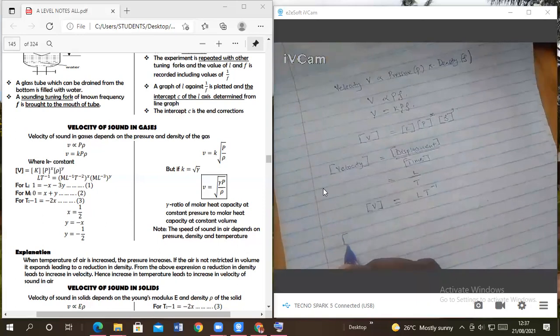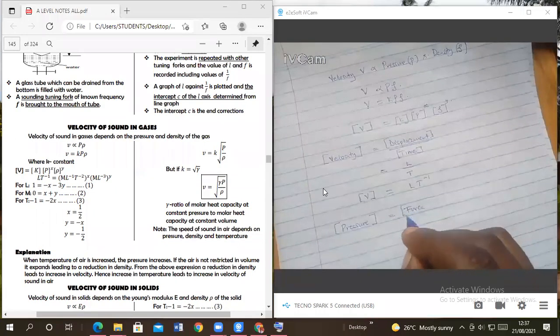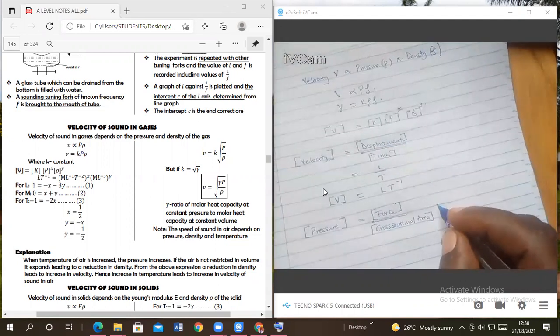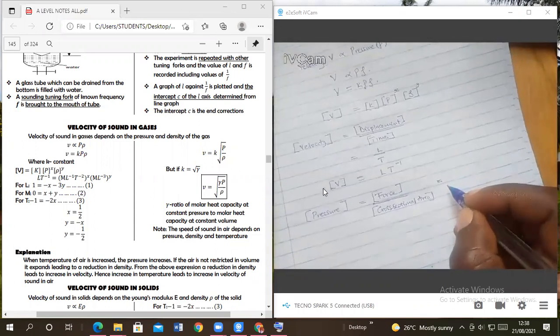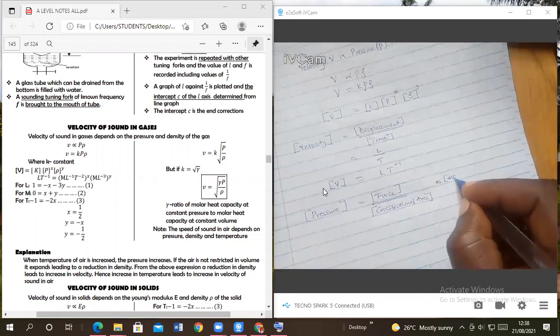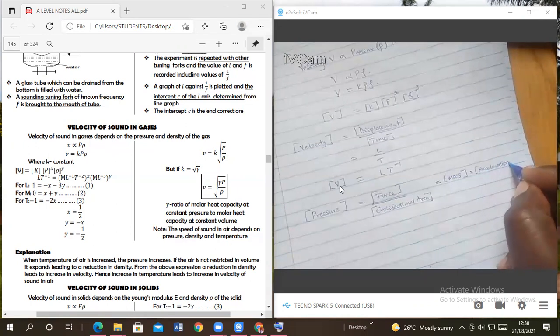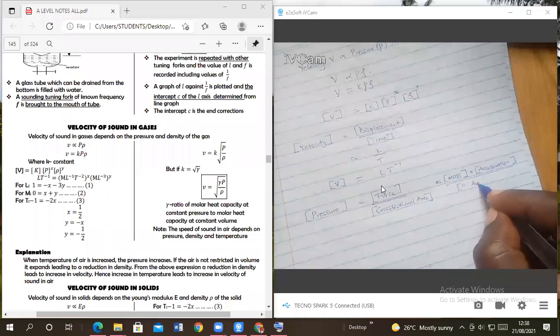Now we go and determine the dimension of pressure. How do we get pressure? Force over cross-sectional area. What is the dimension of force? Force is mass times acceleration. So we have mass times acceleration, over the cross-sectional area. Are we together? Yes.